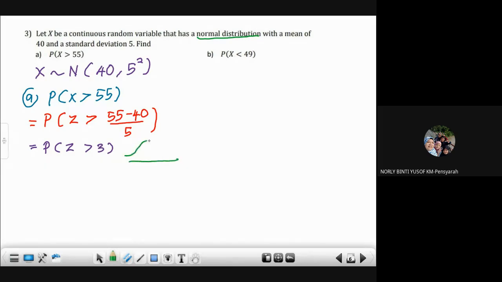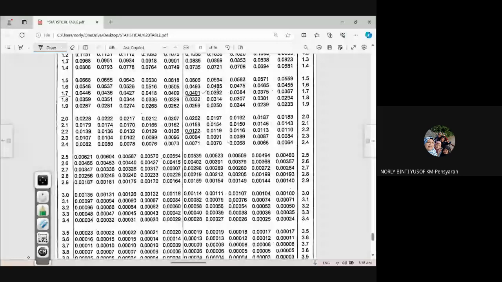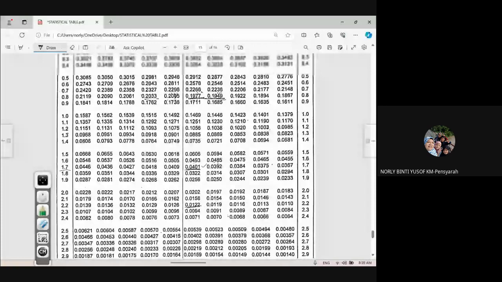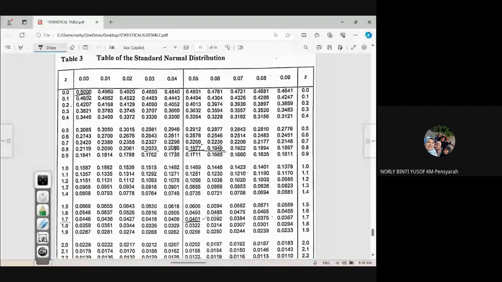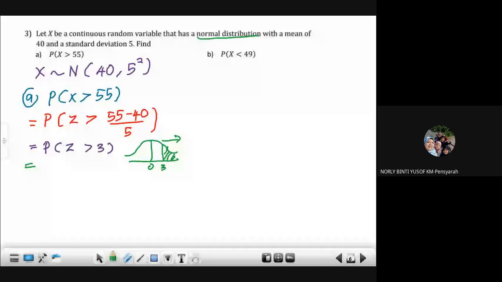Kalau you don't understand, then you draw the shape normal. 3 sini. So greater than kan. So terus baca pada normal. Table 3 nanti you baca for 3.0. So 3 will be bawah lah sini. 3.00. Atas tu kosong kan. 3.00. Walaupun 3 tapi taking the decimal in the table is 3.00. So you got 0.00135. Probability makin kecil lah ke bawah kan. So you pun tulis 0.00135.